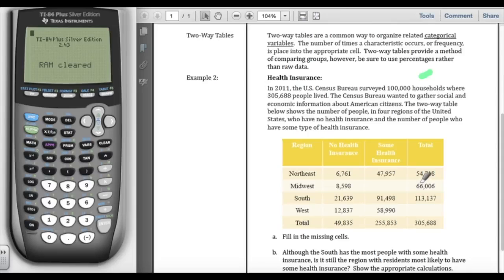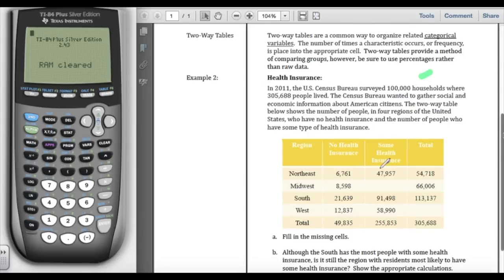We didn't talk to every single household in the country. The U.S. Census Bureau surveyed 100,000 households. There are way more than 305,688 people in the U.S. There are millions of people. So we have just a sample here. And we can use this information in some statistical methods to make assertions about the population. But we can see in the Northeast region, 6,761 people have no health insurance, whereas 47,957 have some health insurance.